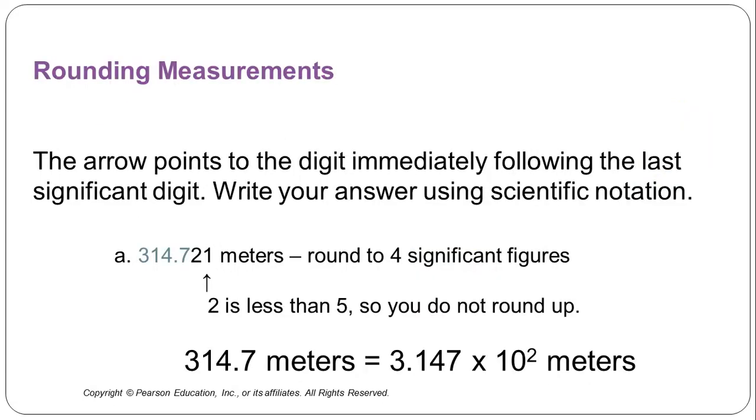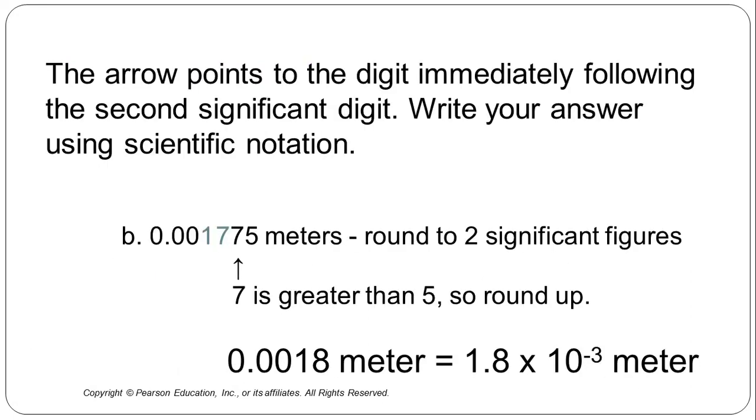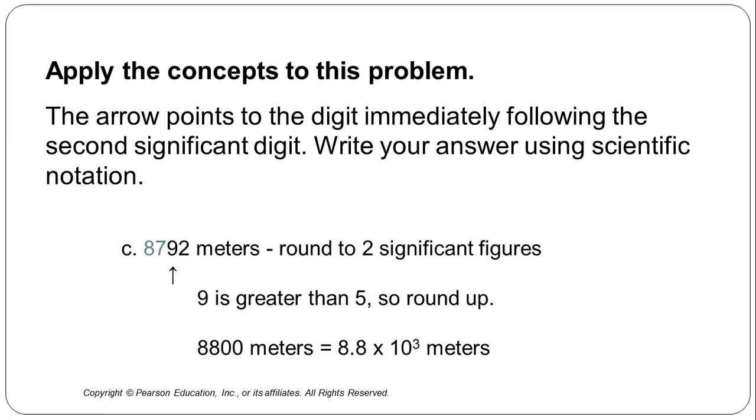Rounding measurement. The arrow points to the digit immediately following the last significant digit. So, write your answer using scientific notation. So, yung 2 dyan is less than 5. So, you do not round up. Ito yung kaninang example, ano? And ito din, 7 ay greater than 5, so nag-round off tayo ng isa. Dito naman, yung 9 ay greater than 5, so nag-round up naman tayo.